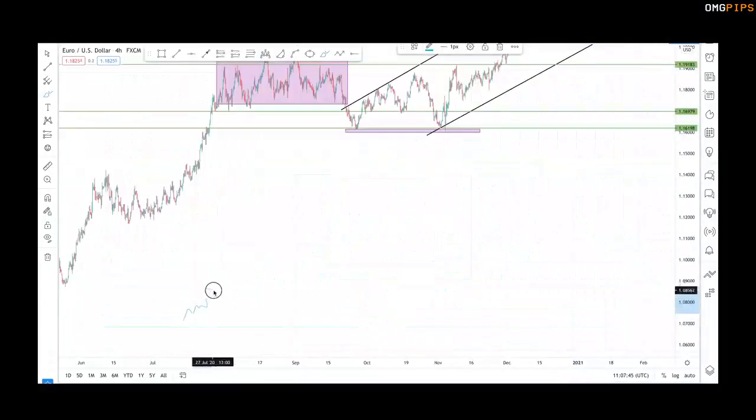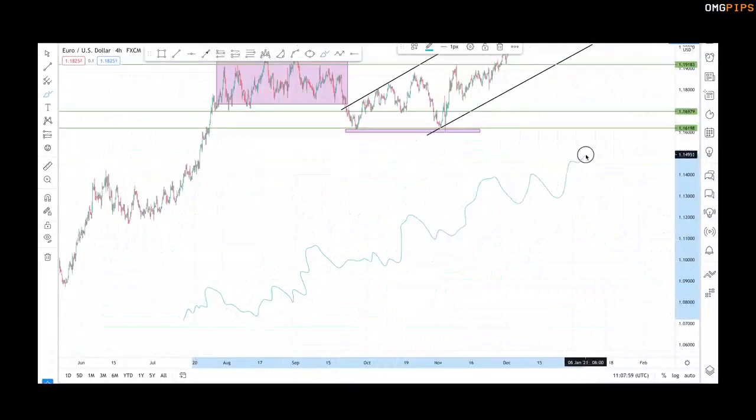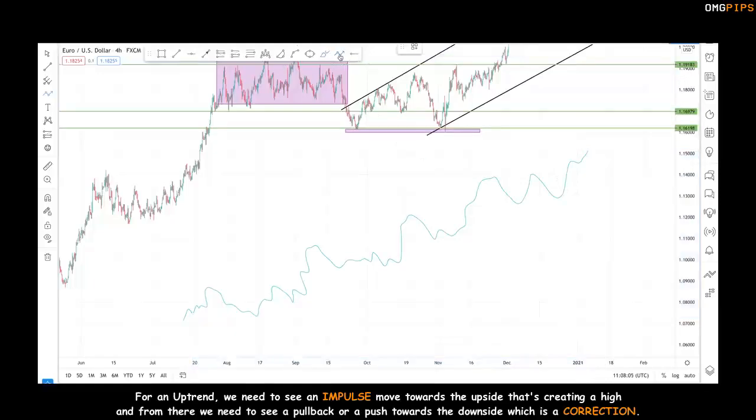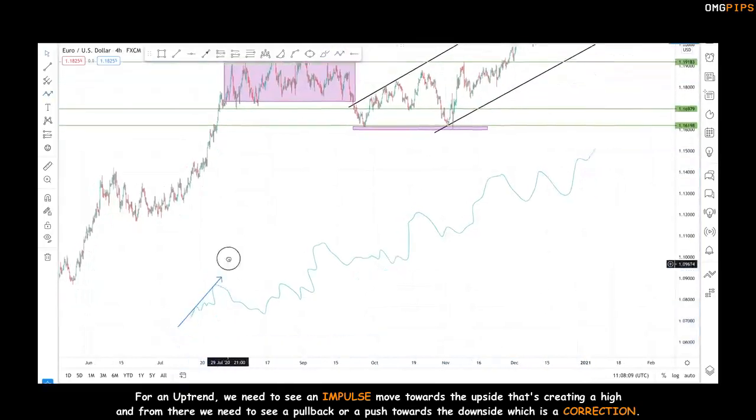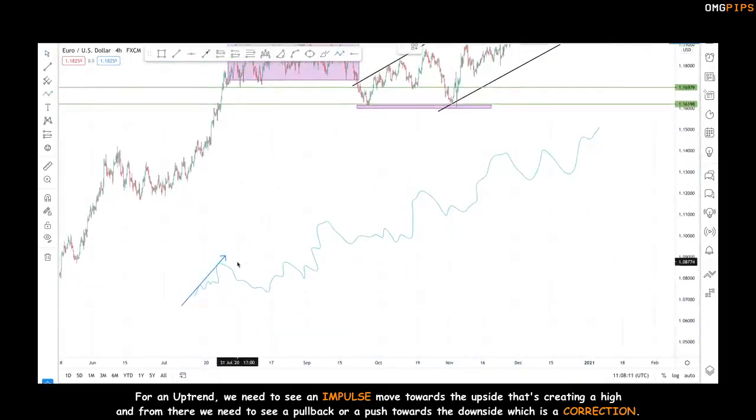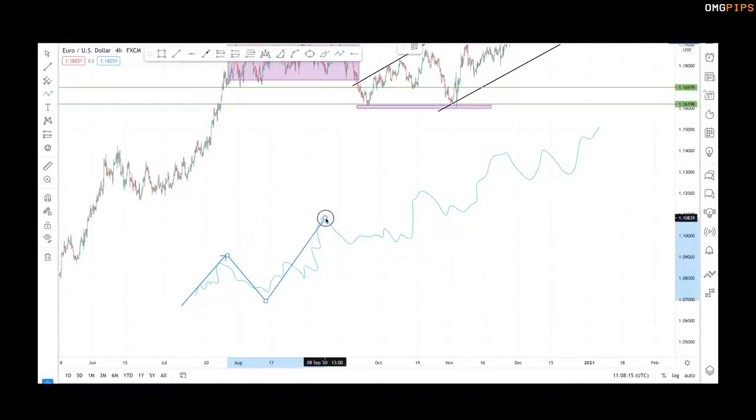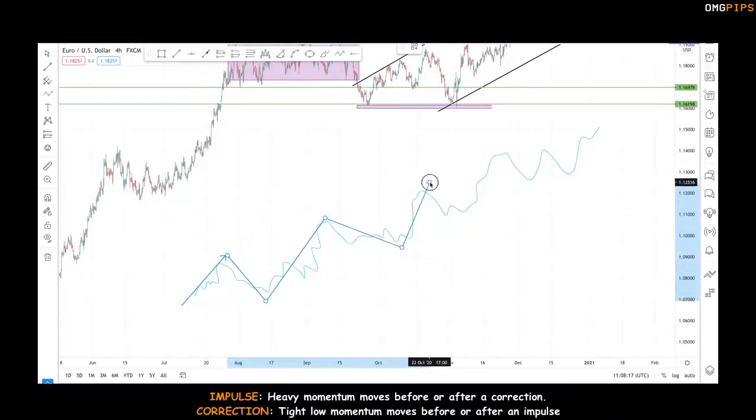So now guys, let's go a bit deeper. I'm gonna quickly draft a few market moves, and from there I'm gonna teach you how to spot whether it's an uptrend, sideways, or a downtrend. So for an uptrend guys, we need to see an impulse move towards the upside. That's creating a high, and from there we need to see a pullback or a push towards the downside, which is a correction, and the market will continue going towards the upside. Correction, impulse move, correction, impulse move, and an impulse move towards the upside.